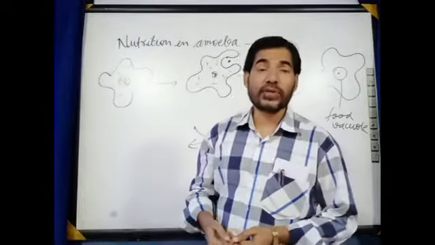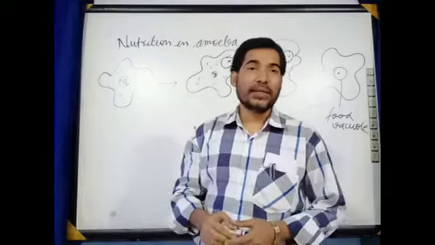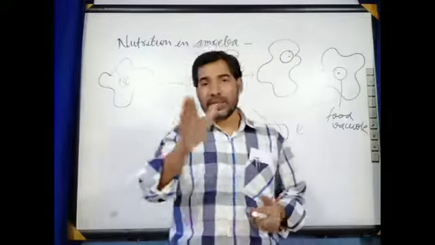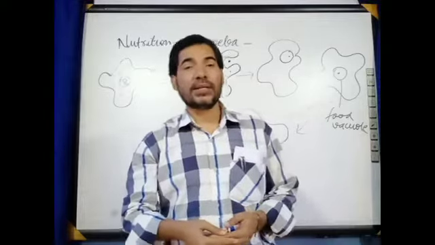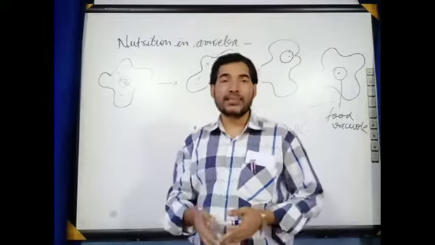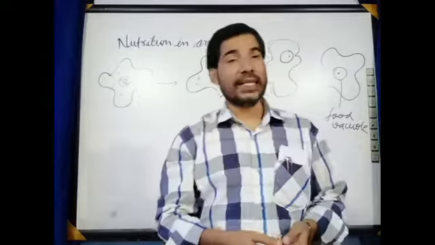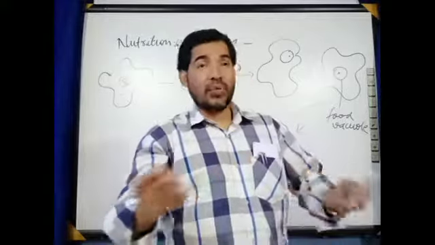The process of holozoic nutrition is completed in 5 steps. In holozoic nutrition, the first step is called ingestion, second is digestion, third is absorption, fourth is assimilation, and fifth is egestion. So today we have to discuss them one by one.